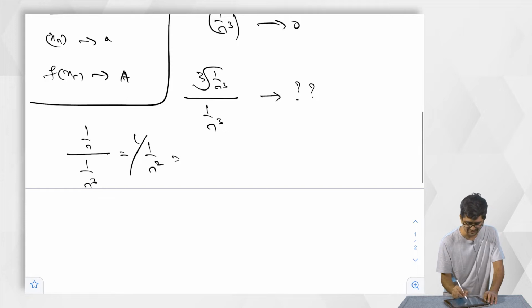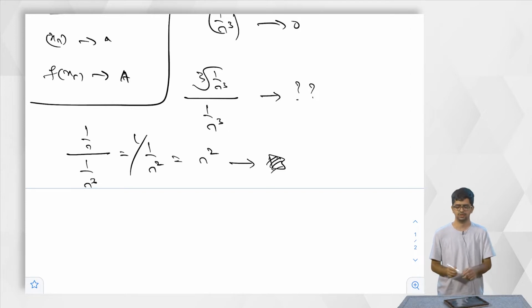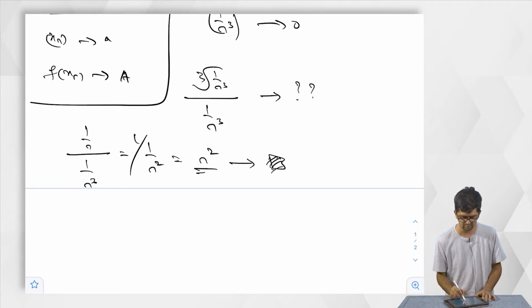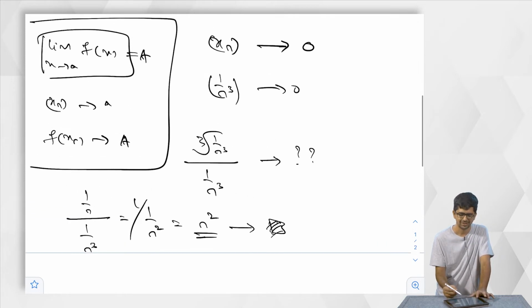1 by n square, that is n square. Does it converge to any place? Do we know that, as n goes to infinity? Where does this sequence go to? Now I assume you understood what is happening here.